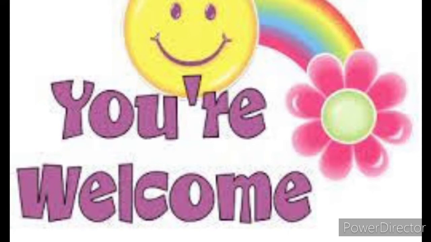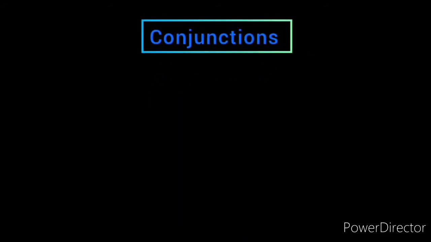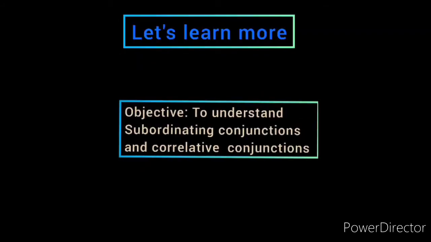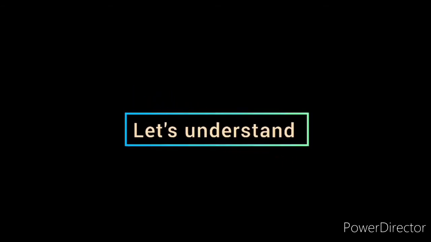Students, as you know, we were learning chapter number 16 of our grammar book, and that is conjunctions. Students, we have learnt that there are three kinds of conjunctions. Now, in this video, we are going to understand subordinating conjunctions and correlative conjunctions, as we are already done with coordinating conjunctions. So, let's understand subordinating conjunctions.